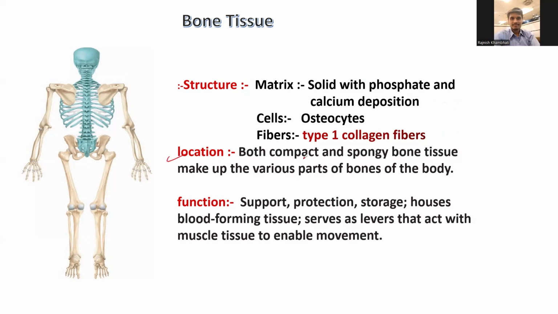Location: both compact and spongy bone tissues make up the various parts of the bones of the body. So this tissue is present in the bones, in the skeletal system. And what is the function? It will support, protect, store, and house blood-forming tissue.